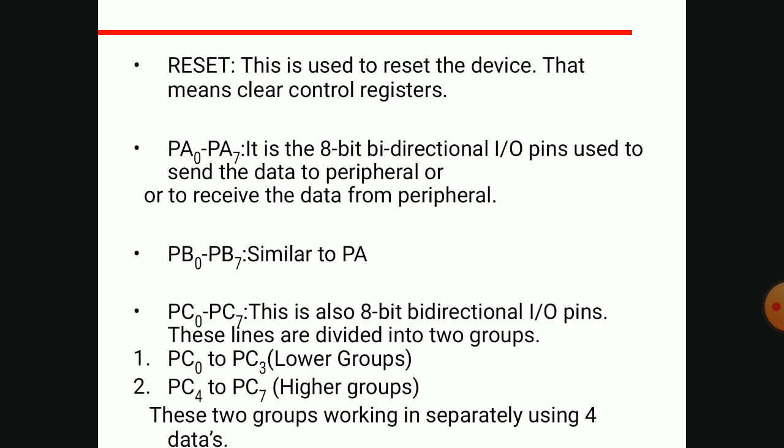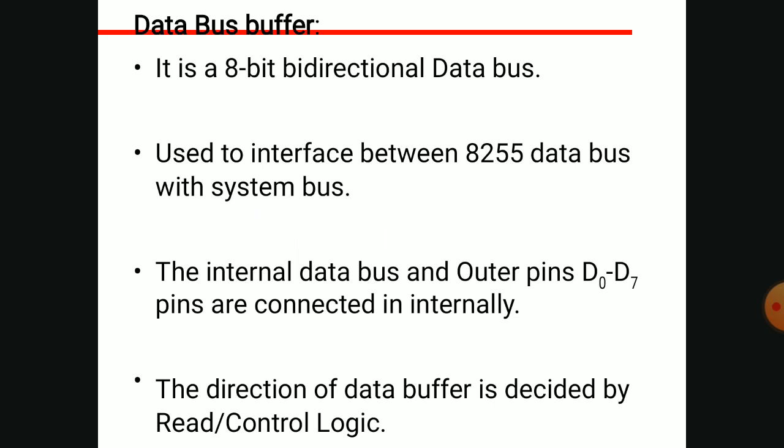And the next one is, as I already said, port C is divided into two sub ports. One is port C lower, another one is port C upper. PC0 to PC3 is port C lower, PC4 to PC7 is port C upper. And these two groups work separately using 4 data lines.